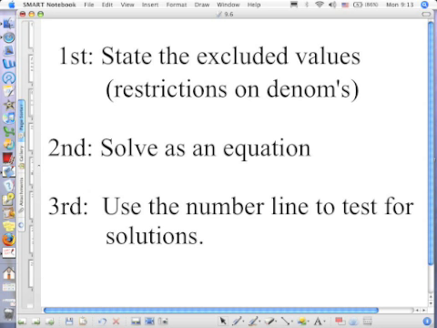Wait, you cancel out the inequality and just replace it with an equal sign? You just solve it like an equation. What happens if you have to multiply by a negative on the other side? You don't worry about it. That's why you do your testing at the end. You solve it like an equation. I'll show you.